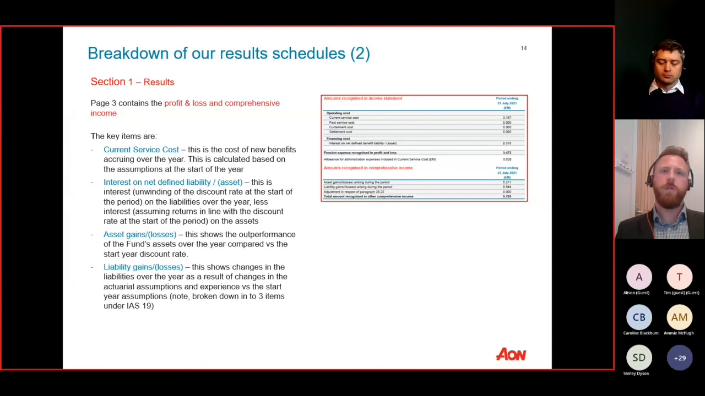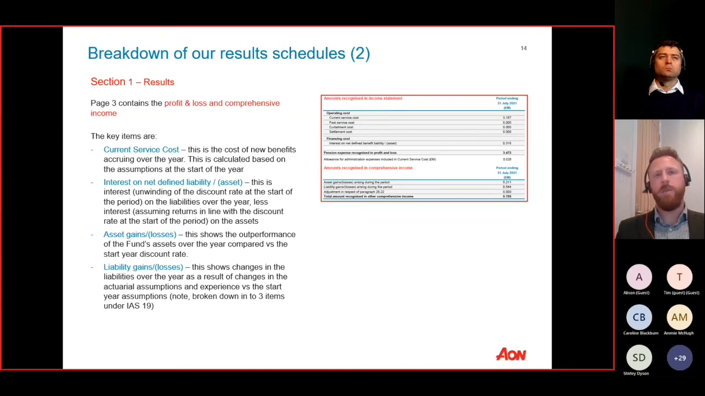Section 1 of the results schedule then starts with a summary of the assumptions used and a summary of the breakdown of assets, along with confirmation of the balance sheet position. So that's the assets, the liabilities or defined benefit obligation, and the net position. And that's shown at this accounting date and at the previous accounting date. The rest of section 1 then shows how we've got to that balance sheet position at this accounting date based on where we were a year ago. The first tables on the next page of the results schedule are the profit and loss account and comprehensive income.